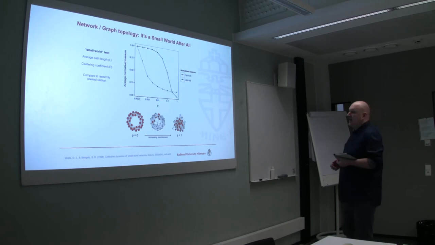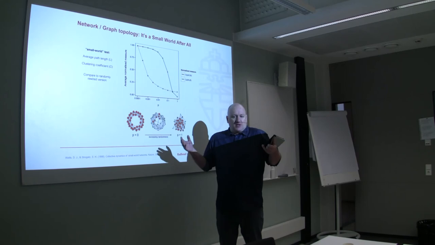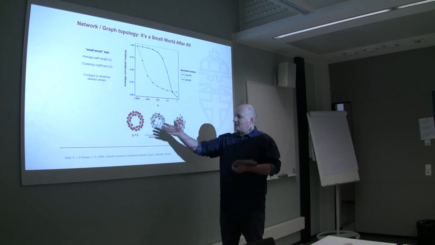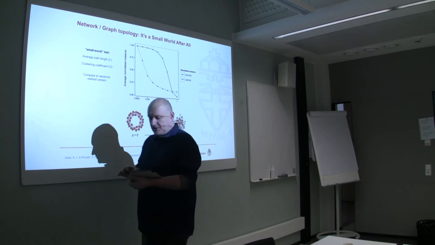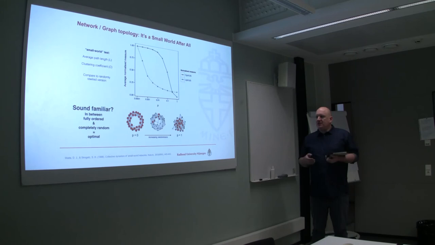And it turns out that if a network has the properties of these things, so not everything is connected, which might be kind of counterintuitive, because you would think if everything is connected, then why doesn't this virus spread efficiently? That turns out not to be the case. You have to have something in between. And they call this the small world topology. So, sound familiar? It's in between, fully ordered and completely random. And that would be the optimal configuration.